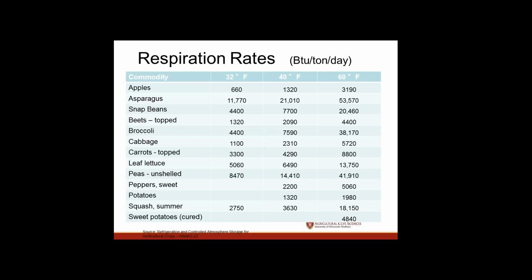Respiration rates are dependent on temperature. As the temperature decreases, the heat generation from the fruit or vegetable will decrease. So here's an example. We said that asparagus was high. You can see it's more than 10 times higher than apples at the same temperature, and then it drops dramatically as the temperature cools. So it's important to get that cooled as fast as possible.